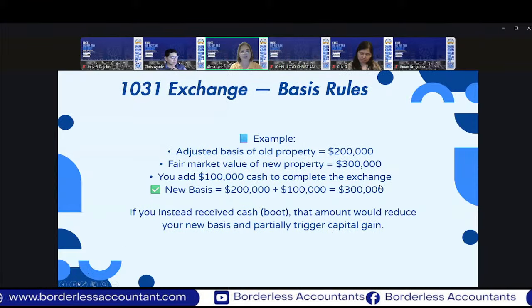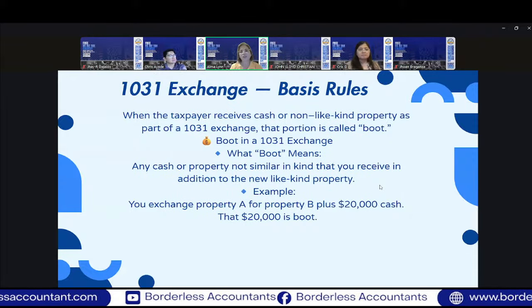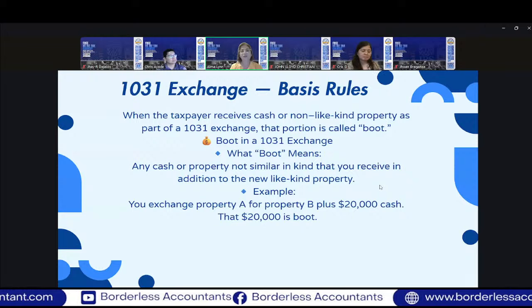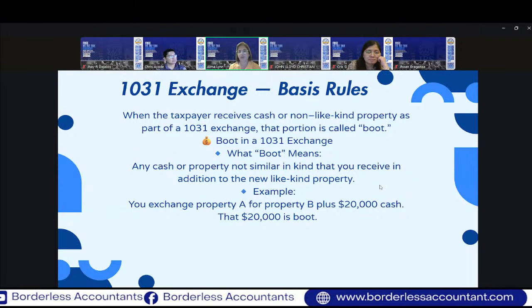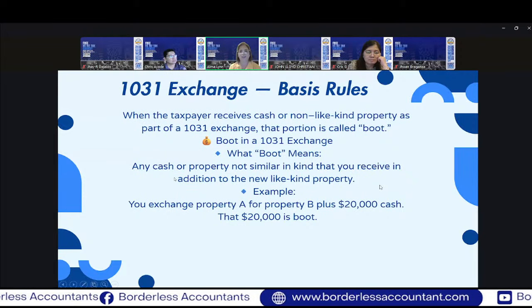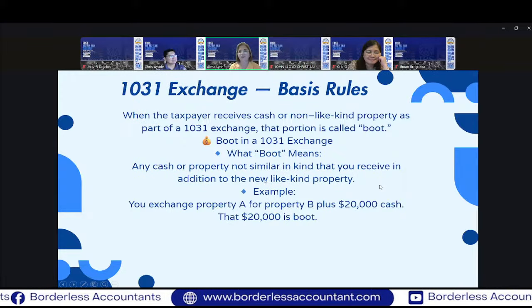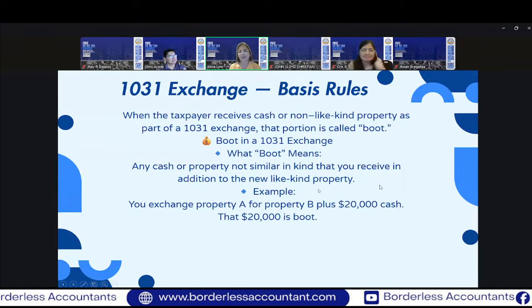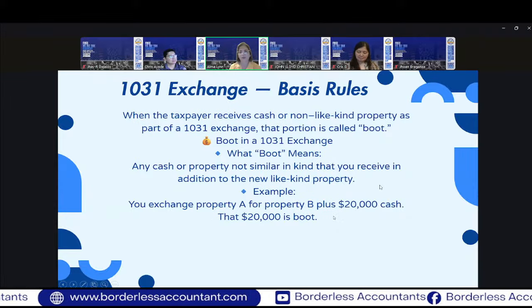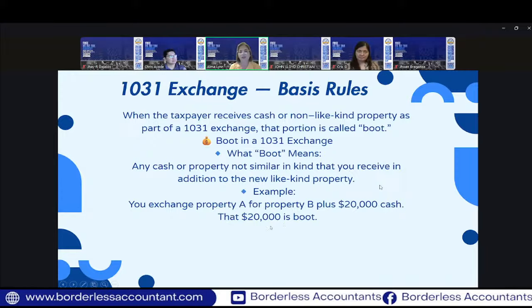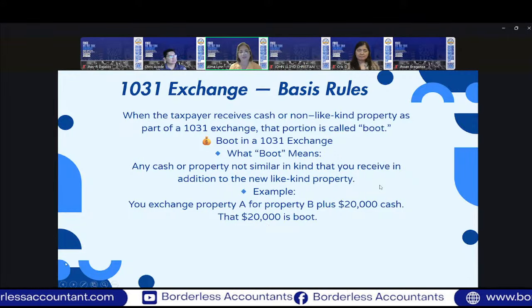So the boot is subtracted. When the taxpayer receives cash or non-like-kind property as part of a 1031 exchange, that portion is called boot. Any cash or property not similar in kind that you received in addition to the new like-kind property. Example, you exchange a property worth $20,000 and you receive cash of $20,000. The boot is the $20,000.